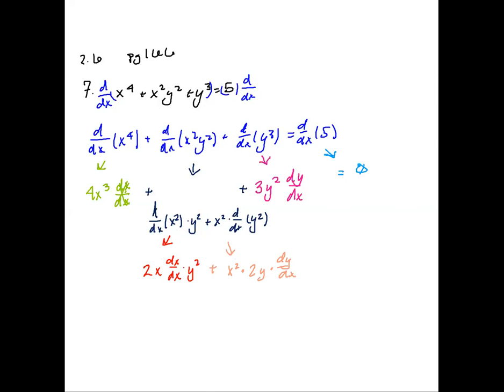So now we have this function. We have 4x cubed plus 2xy squared plus, let's rearrange this to, x squared y dy dx plus 3y squared dy dx is equal to 0.